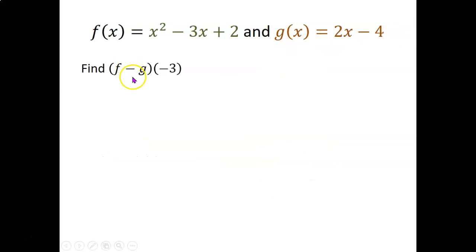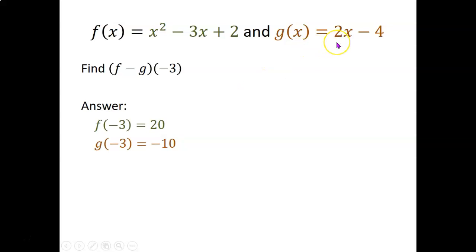Let's try f minus g of negative 3. So again, if we just want the number, we could calculate f of negative 3 and g of negative 3 individually and then subtract those numbers. F of negative 3 would be negative 3 squared, which is positive 9, minus 3 times negative 3, so minus a negative, or plus a positive 9, plus 2. 9 plus 9 is 18, plus 2 is 20.